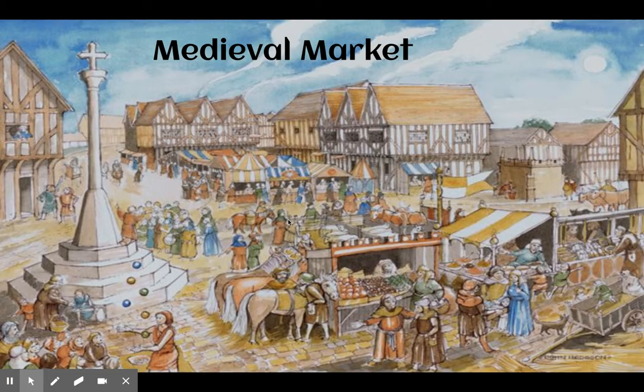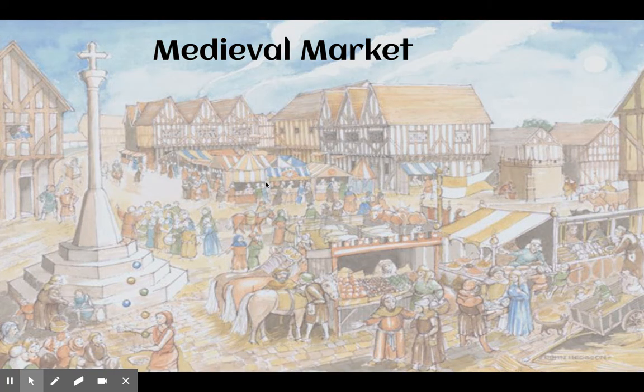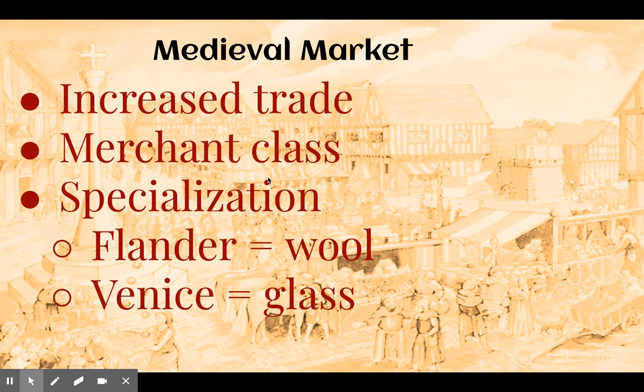This is a medieval market where the surplus of food from the improvements in agriculture was taken and sold. This led to increased trade. It led to a rise in a new class called the merchant class, and specialization. In particular, towns would specialize in things like wool or glass.